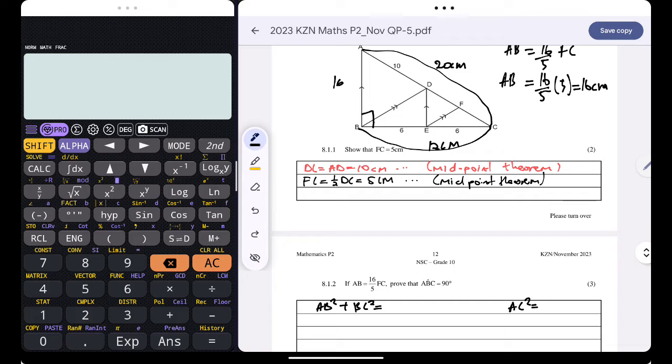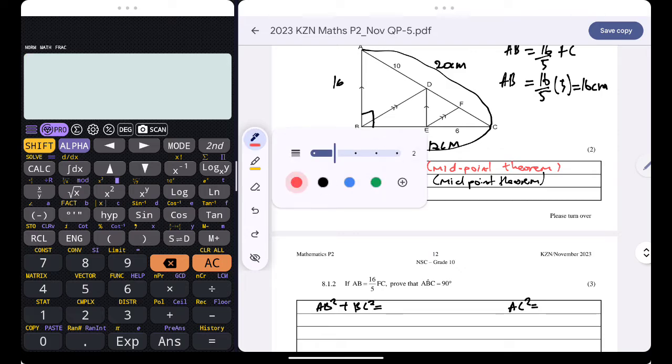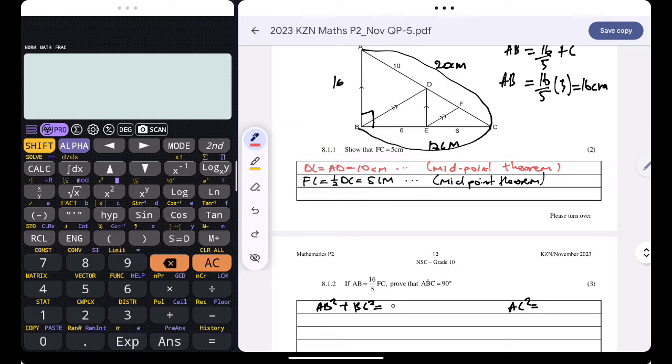If you can show that these two are equal, therefore we can conclude that we have a right angle triangle, because Pythagoras theorem is only true if and only if we have a right angle triangle. So AB will be just 16 squared, and then BC is 12 squared, right? So 16 squared plus 12 squared, that's 400. And then AC, remember that the length of AC is 20.